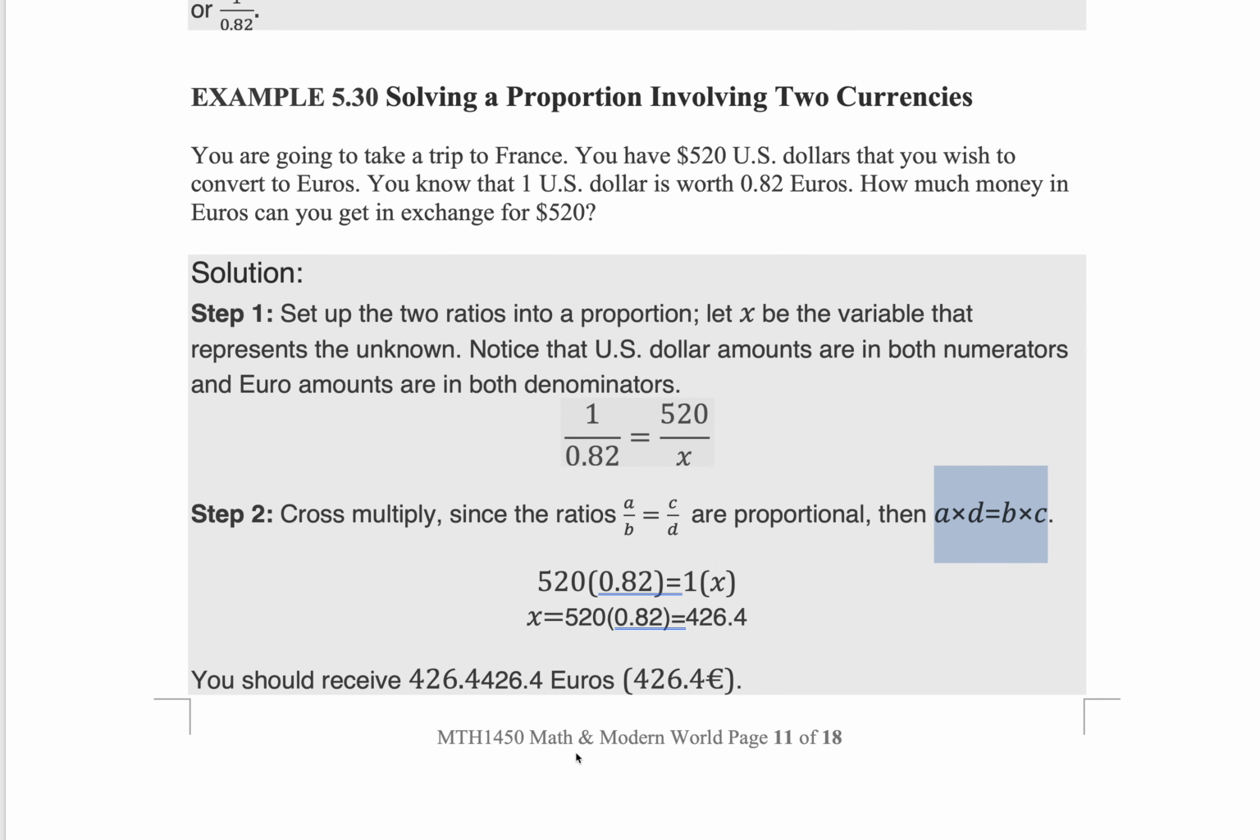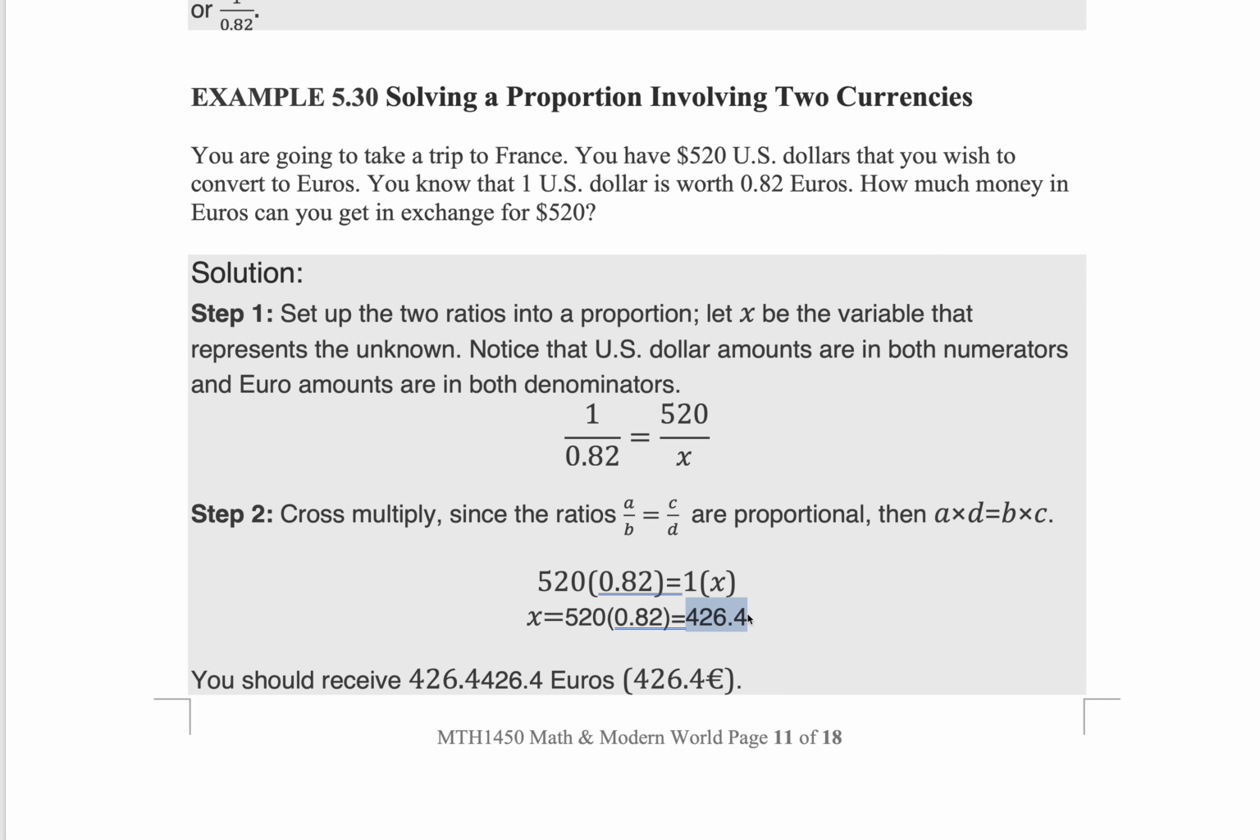With those specific numbers, we have the following: 1 times x equals 520 times 0.82. So we figure out the actual amount for $520 in euros. It is 426.4. Does it make sense? I really want to say 426.4 is a good answer.